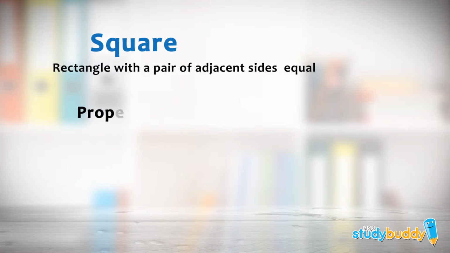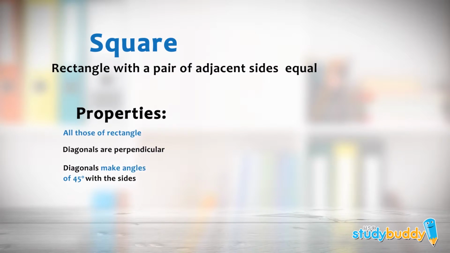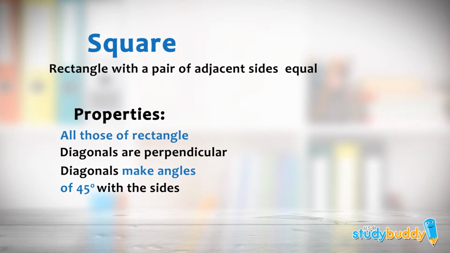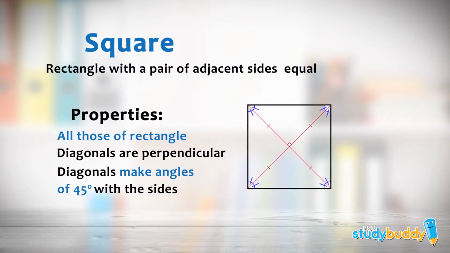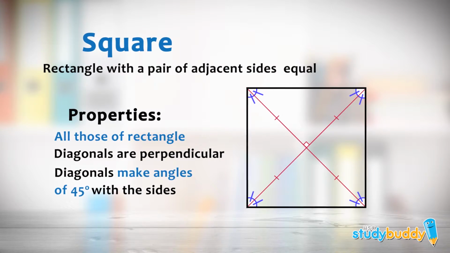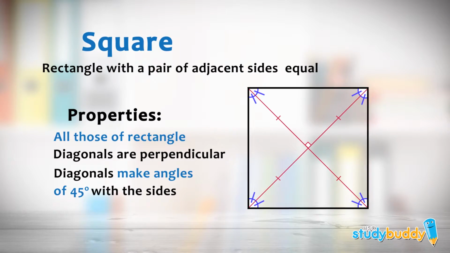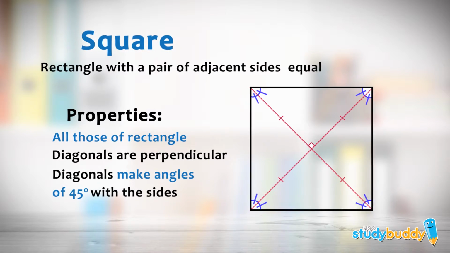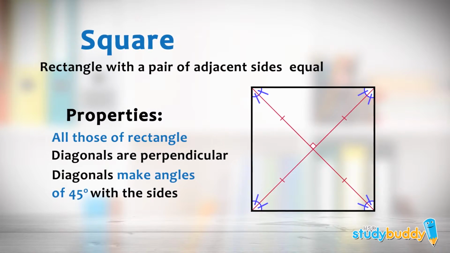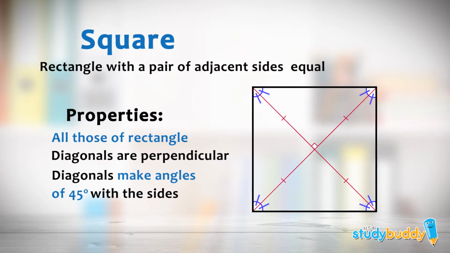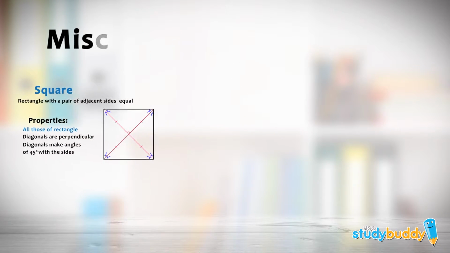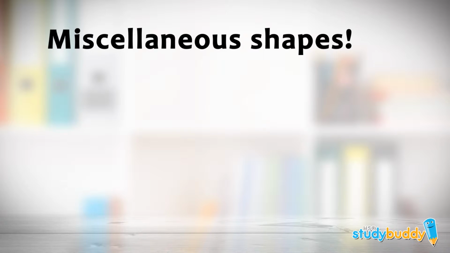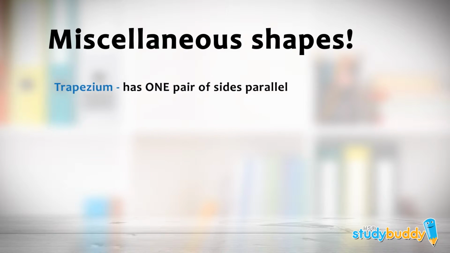Moving on to the square. The square comes from a rectangle, and that's a rectangle with a pair of adjacent sides equal. Its properties are all of those of the rectangle, as well as its diagonals are perpendicular, and the diagonals make angles of 45 degrees with the side. Some quick miscellaneous shapes before we move on. A trapezium has one pair of parallel sides. A kite has two pairs of adjacent sides equal.